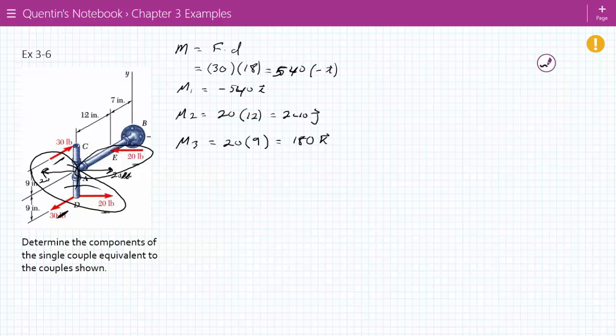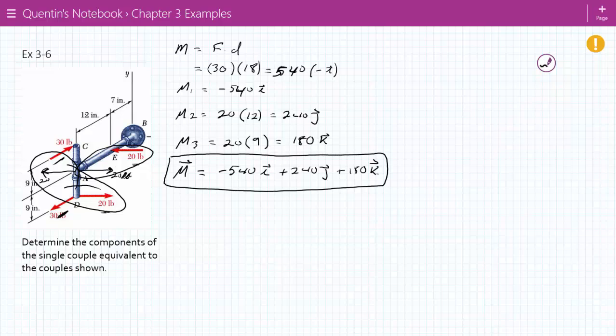And therefore, the total moment, the equivalent couple for this whole system is simply minus 540 i plus 240 j plus 180 k. And that is the equivalent moment, the single moment that's equivalent to these four forces.